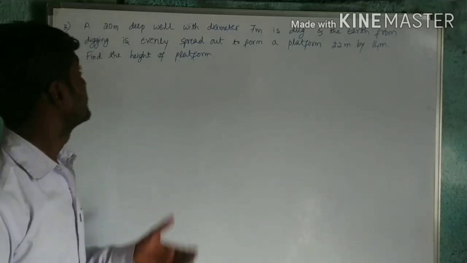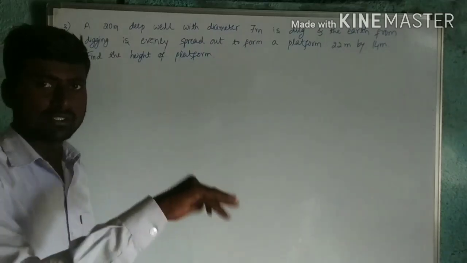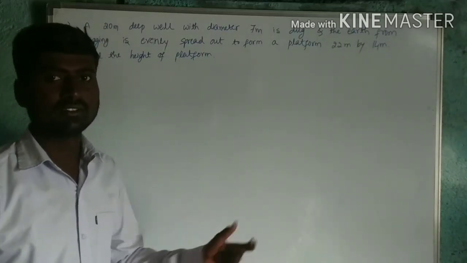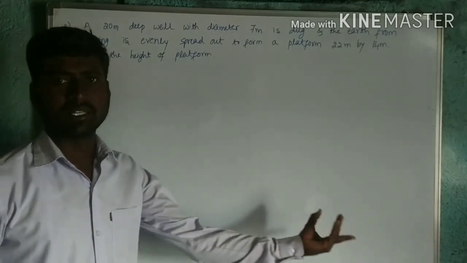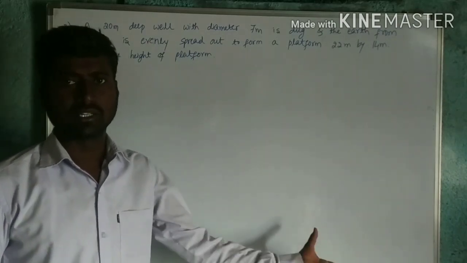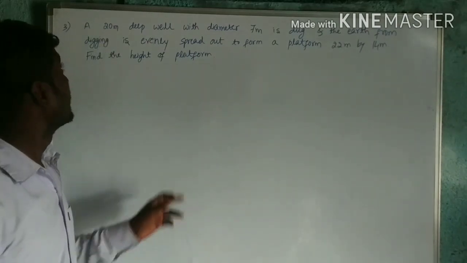Now we shall discuss the third question. For the second question you write the conclusion: the radius of the resulting sphere is 12 centimeter. Write the conclusion. Now the third question.